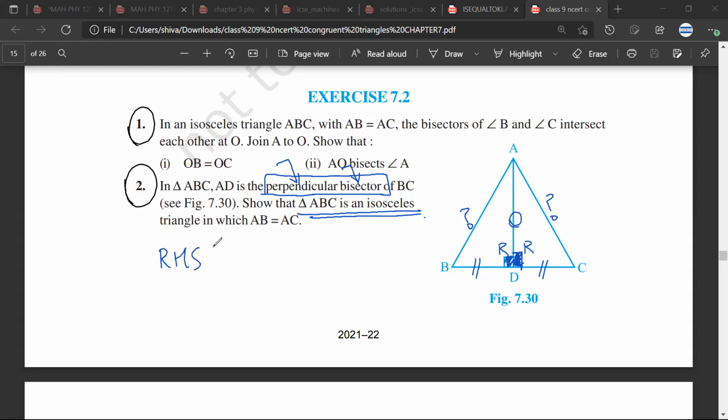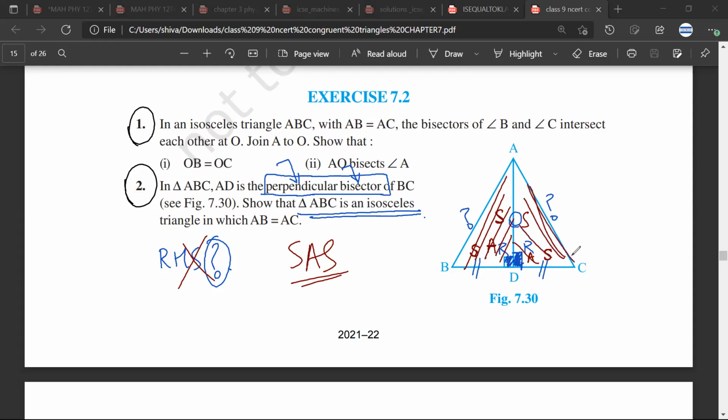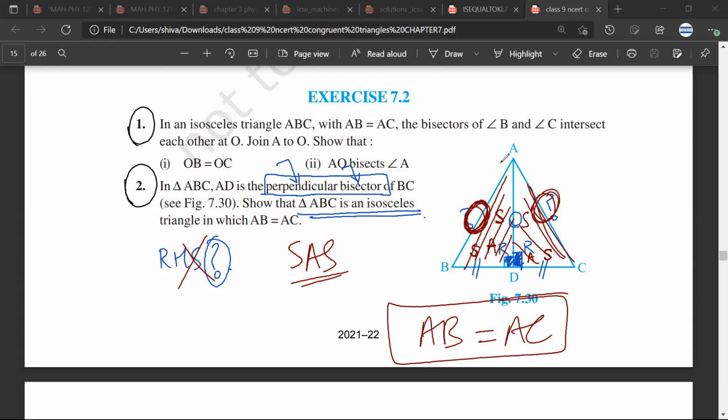Please try to see. This is the side, this is the angle, and this is the side. So the rule which is applicable is SAS. Is there any doubt? No, sir. Now, because SAS is applicable, this triangle is congruent to this triangle, then I can apply CPCT and prove that this side is equal to this side. Sarthak, any doubt? No, sir.